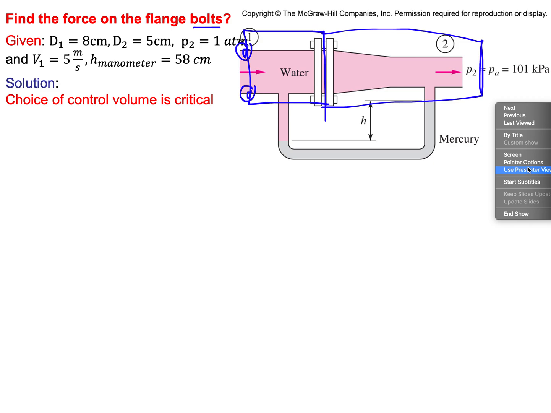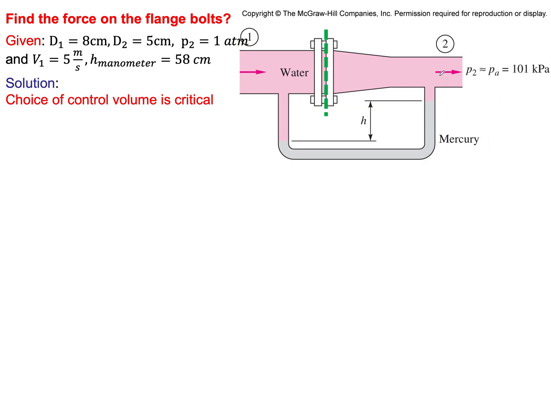So which one would you pick? Obviously, you're going to pick the control volume to the right, as we have done here. So you're going to use this control volume where you know what your pressure is. They tell us that the pressure is atmospheric, and you know what your mass flow rate is and so forth.